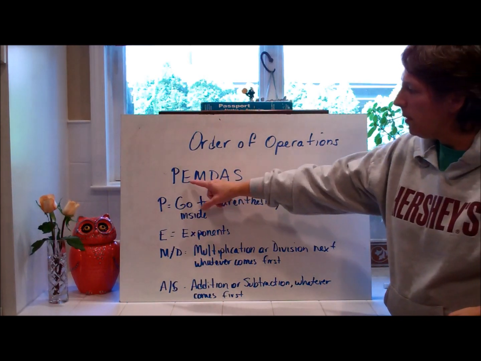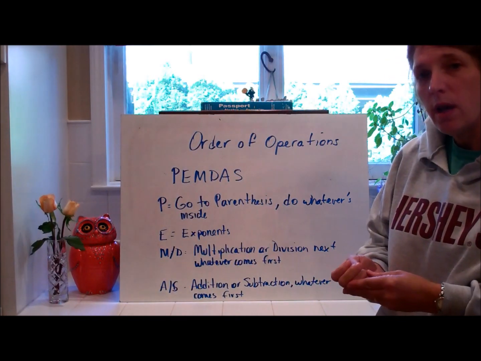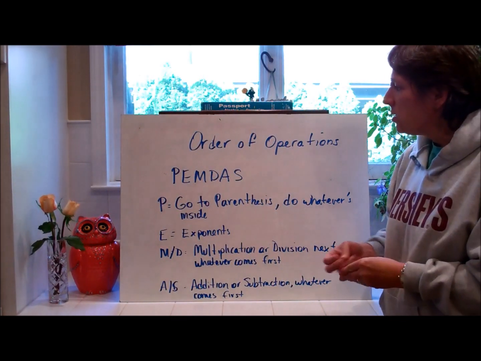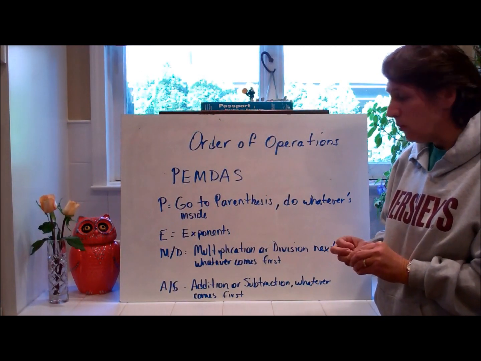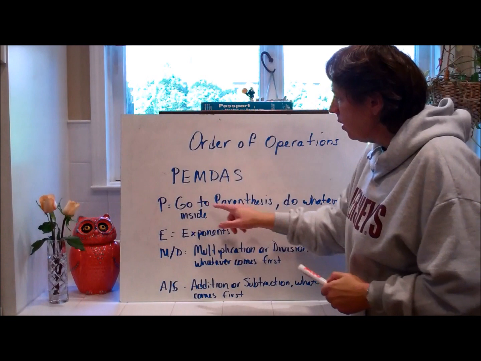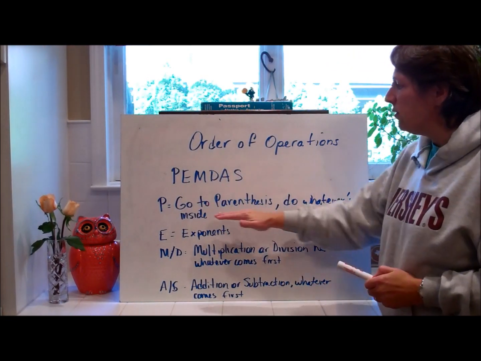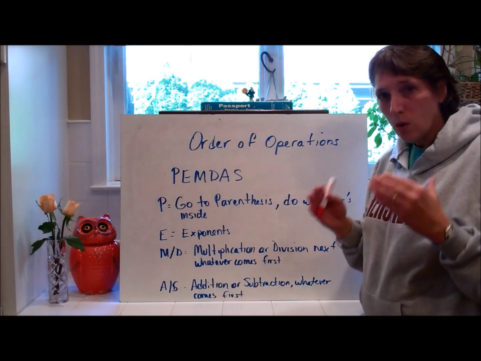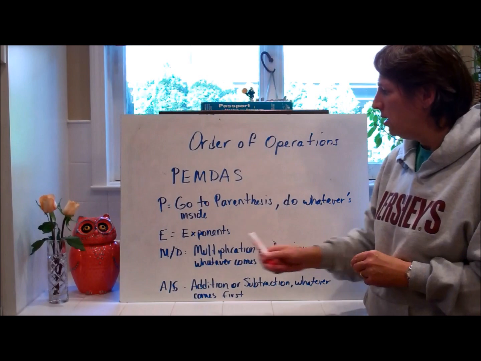We're not going to talk about the E, we're just going to introduce the E, but we're not going to do any problems today where we have the E. So, the P stands for parentheses. So you go to the parentheses first and do whatever's inside. On order of operations, you have a string of numbers. You're going to go to the parentheses first and do whatever's inside.